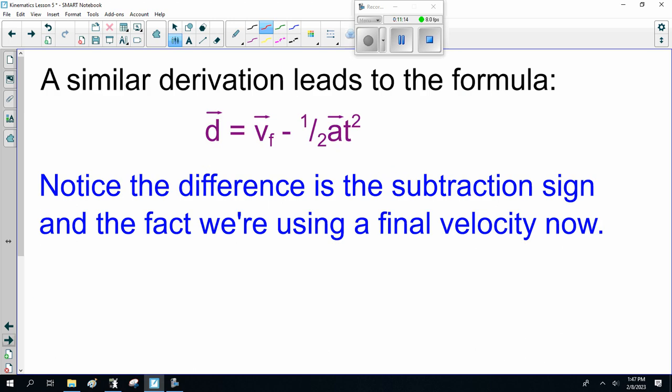Now, a similar derivation leads to the formula displacement equals v final t minus 1/2 at squared. Note the difference is the subtraction sign, the fact we're using a final velocity now, and no v initial.